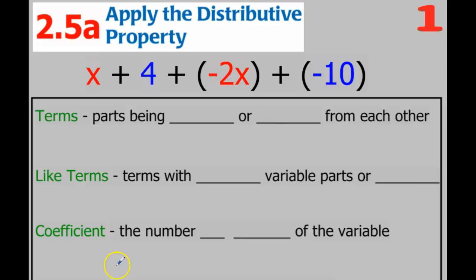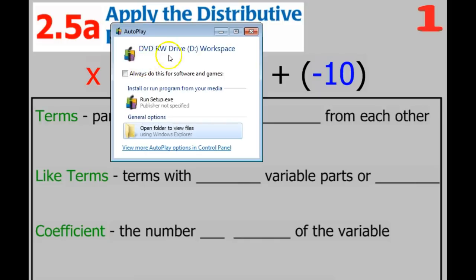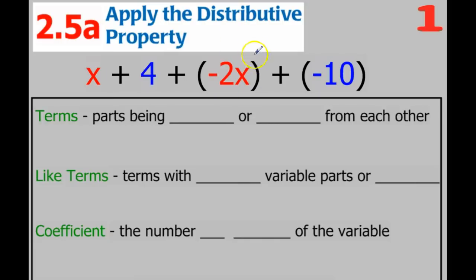Good morning. Today we are doing lesson 2.5a, which is applying the distributive property and combining like terms. 2.5 we're going to split into three different parts. So today we're going to focus on some definitions and this one right here, like terms. In this expression, it's called an expression and not an equation because there's no equal sign. We're just simplifying. We're not actually trying to figure out what x is.